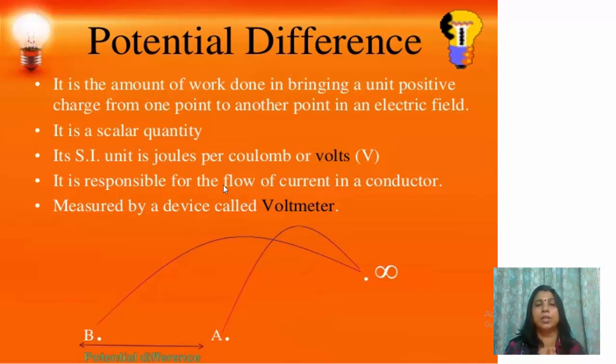So it is the amount of work done in bringing a unit positive charge from one point to another point in an electric field. It is also a scalar quantity. Its SI unit is the same as that of electric potential, that is joules per coulomb or volts. This potential difference is responsible for the flow of current in a conductor. It means the more the potential difference across the terminals of a battery or a cell, the more current will flow. It is measured by a device called a voltmeter.